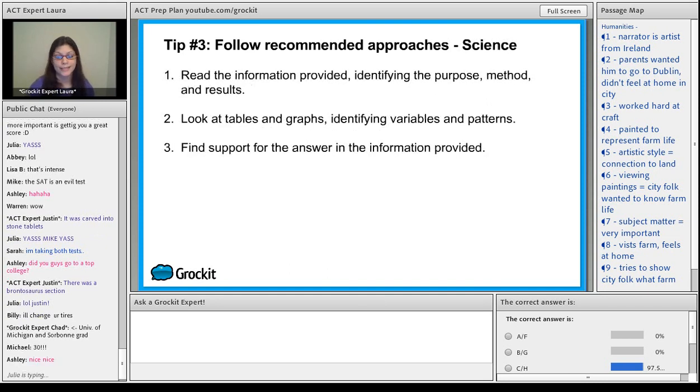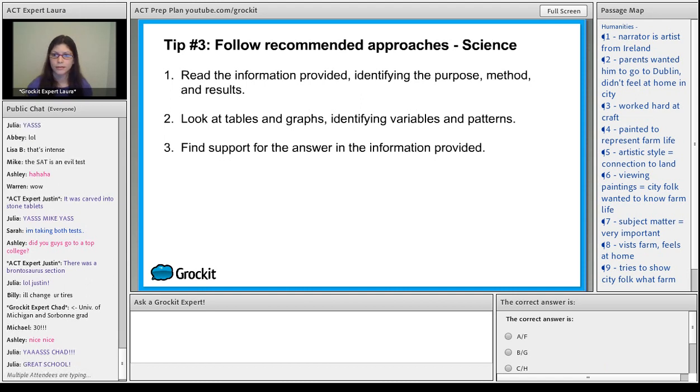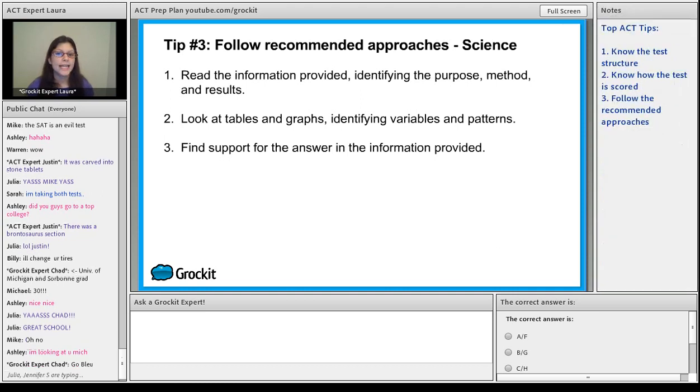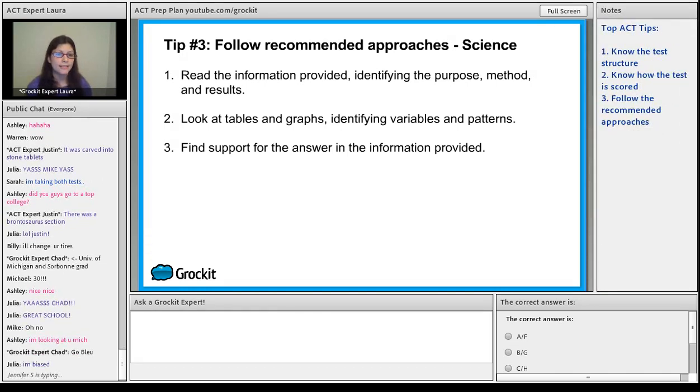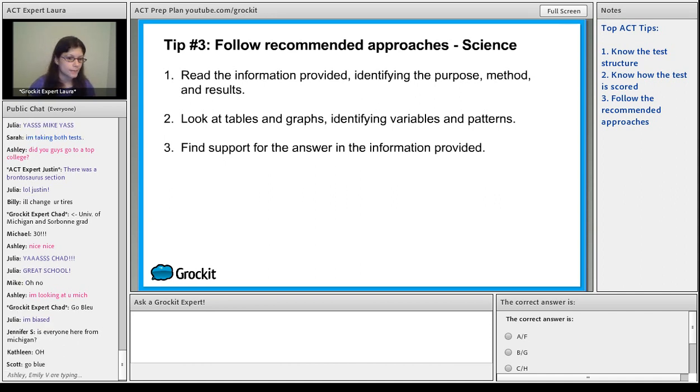Now, for science, we are going to take a look at 3 questions from science that really are grounded in the idea of figuring out what's happening in the experiment before you go to the questions.